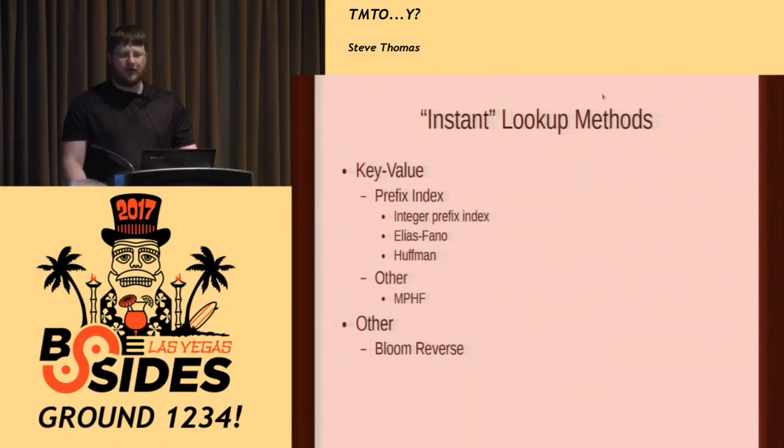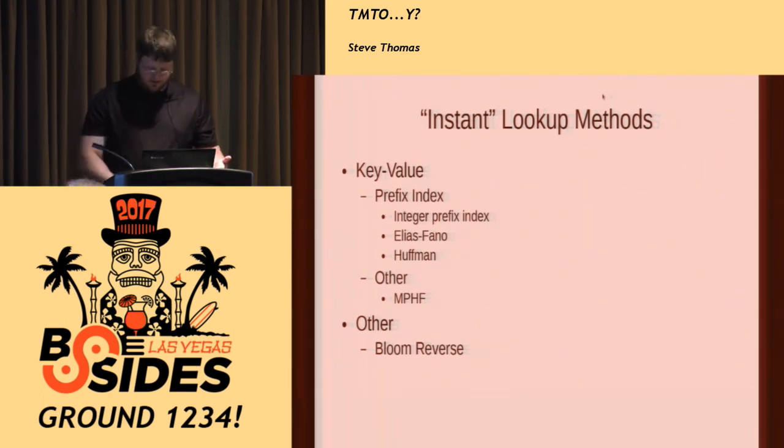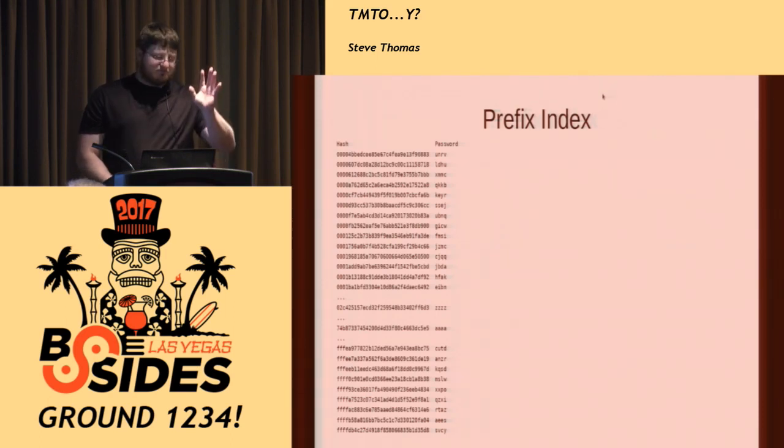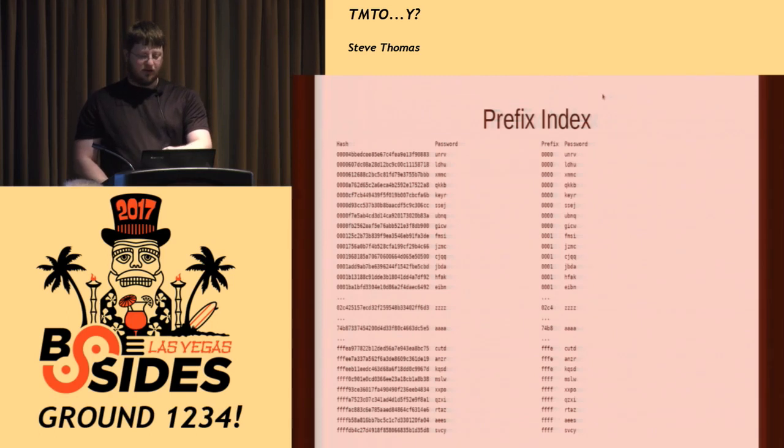But if you were to do a key value pair, you have an index which costs some amount of space, plus you have the password range. Every bit you add to that decreases the key space by half. So Bloom reverse would be less efficient if you were trying to do this. Anyways, very simple: just MD5 password, and then a prefix index would just take the first 16 bits, and then you would have the passwords.